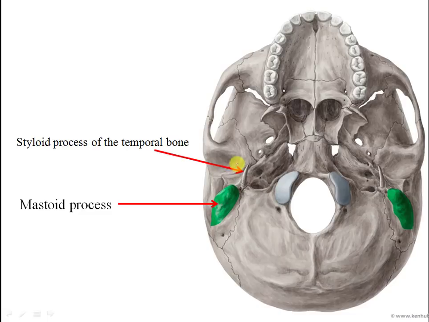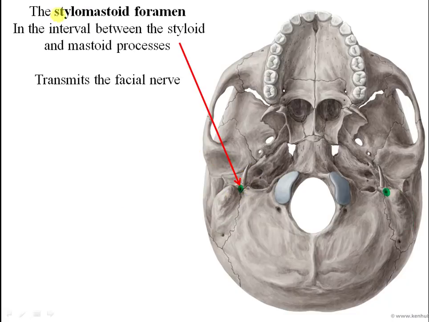The two processes from the temporal bone, the styloid and the mastoid process. And here we have very important foramen, here deep, here in between styloid and mastoid. This foramen is the stylomastoid foramen, where the facial nerve, the seventh nerve, emerges to supply the muscles of the face. Here also we have very important notch on the medial aspect of the mastoid process. This notch is the mastoid notch.